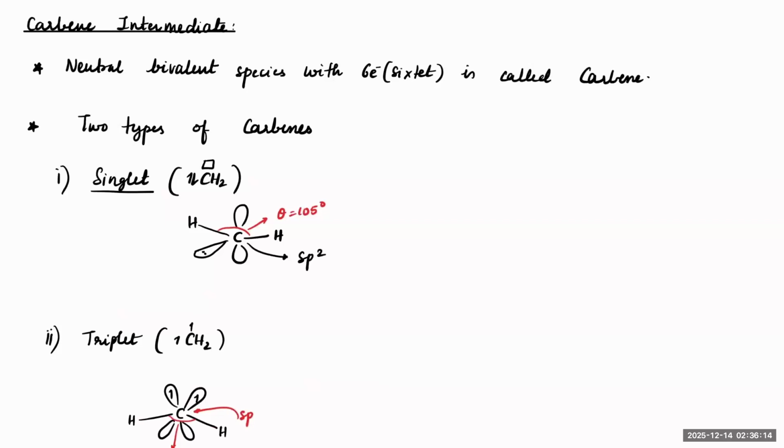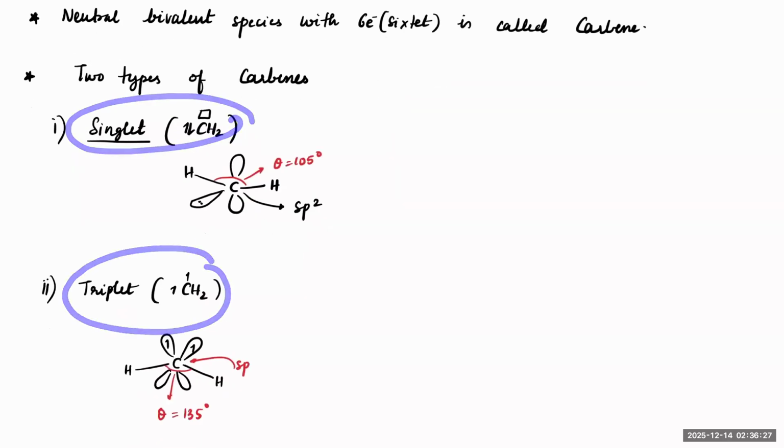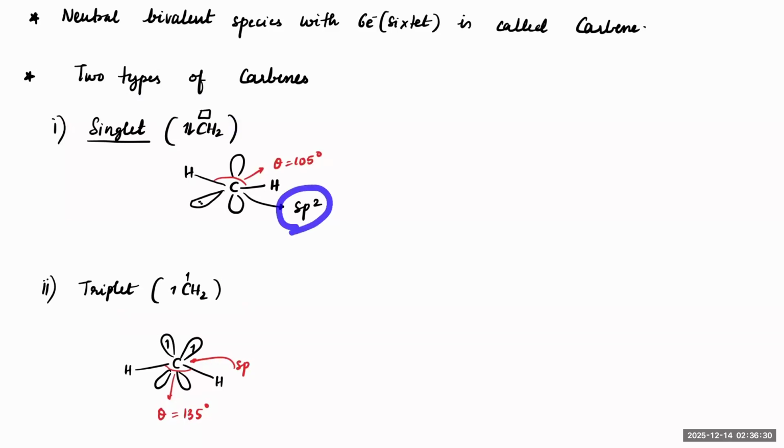Carbene intermediate. Carbene is also a neutral bivalent species with only 6 electrons present in it. There are two types of carbenes. One is called singlet type, the other one is called triplet type. In singlet type, the hybridization of carbon is sp2, where it has a complete empty orbital, and then it has three orbitals, and all three are hybridized orbitals. Because of that hybridization only, it is showing sp2. Okay. The bond angle between these two hydrogens comes around 105 degrees.